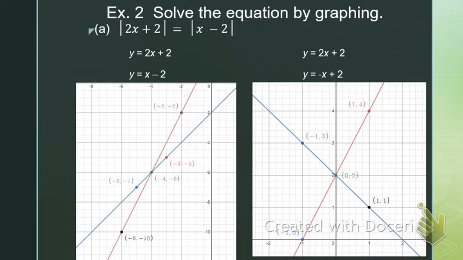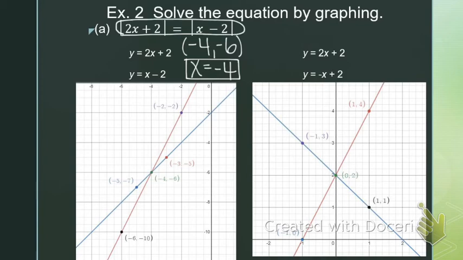Now, what is the point of intersection on this one? Let's go back to the first system and write down our point of intersection. What did we say our point of intersection was for this first graph? Negative 4, negative 6. Now, that is not our final answer. What is our final answer? X equals negative 4. Again, we need the point of intersection to find the answer. The only variable in the original problem was an x, so x is the only variable that we needed to solve for.